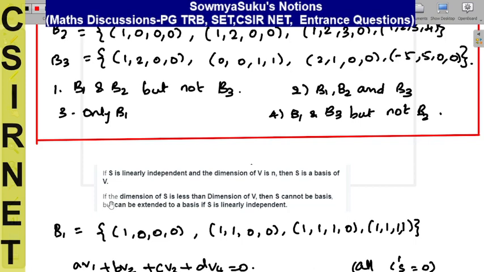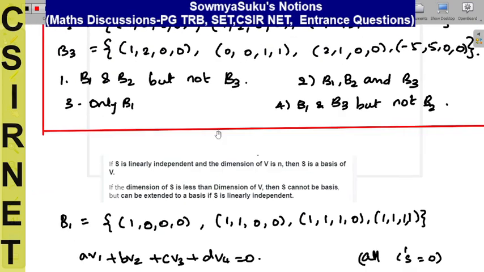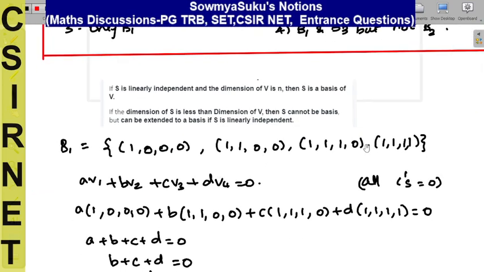Similarly, the next result is given: if the dimension of S is less than the dimension of V, then it cannot be a basis, but if it is linearly independent, then it can be extended to a basis. So first I am taking the first set, with vectors 1, 0, 0, 1, 1, 0, 0 and so on.